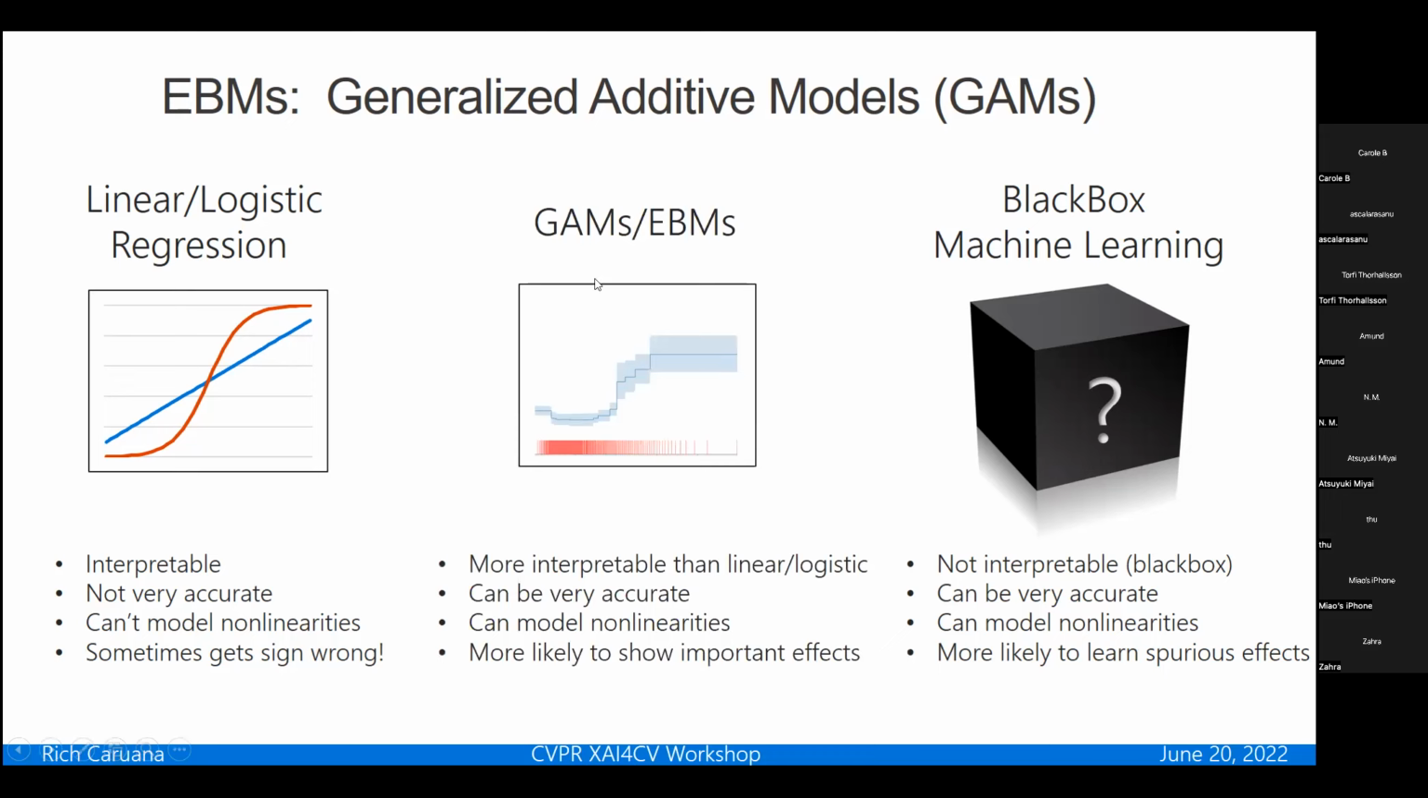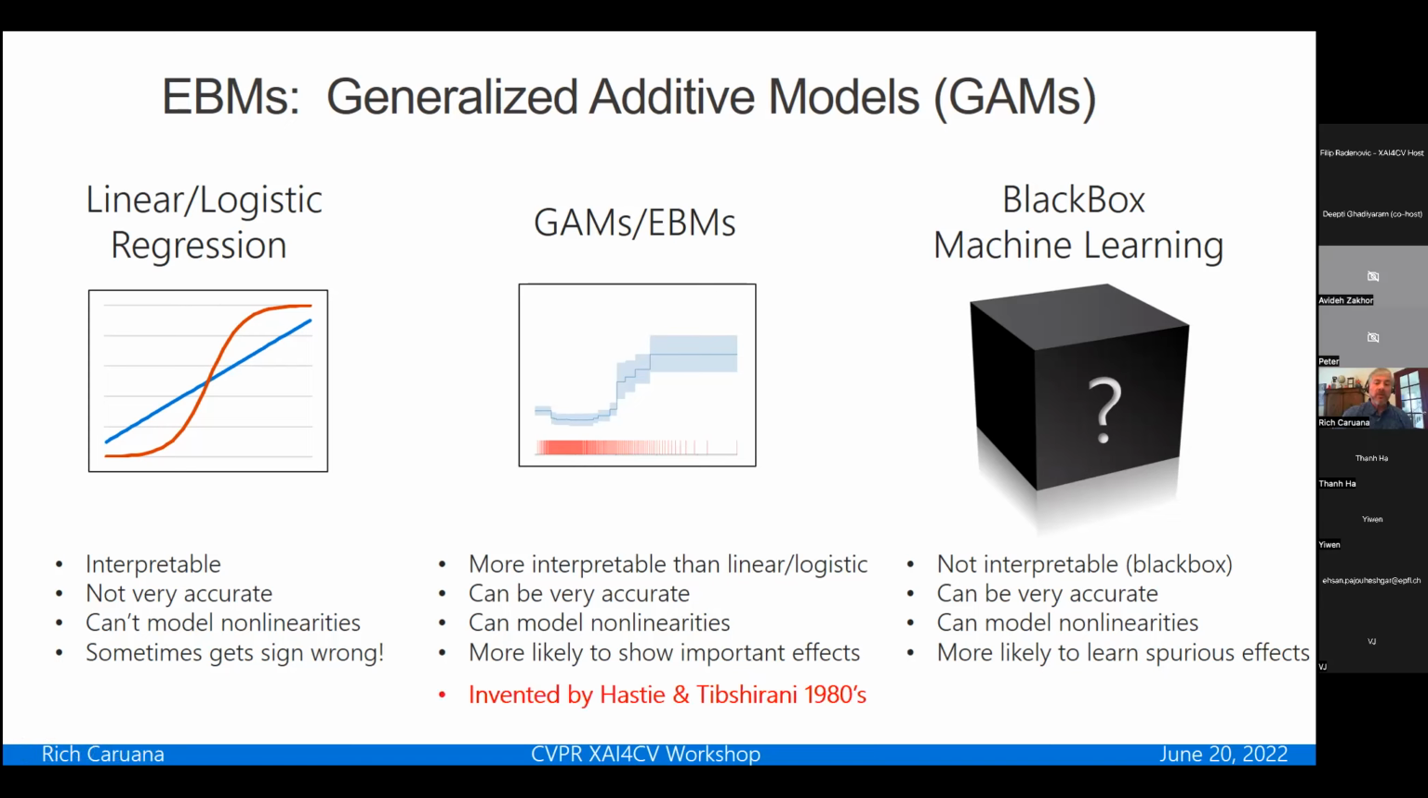In the middle, we have generalized additive models, of which EBMs, explainable boosting machines, is just one example. These are more interpretable than linear logistic regression because they actually give you these sort of graphs. And experts find these graphs, which have a low spot and then a rapid rise and then a flat spot, more informative and interpretable than, say, a straight line would be in a linear model. But they can still be very accurate because they can easily model these nonlinearities. Importantly, because these are constrained models, they're more likely to show significant effects. And in fact, they often detect things that look like they're causally true, but these are not causal models. These are just standard supervised learning models.